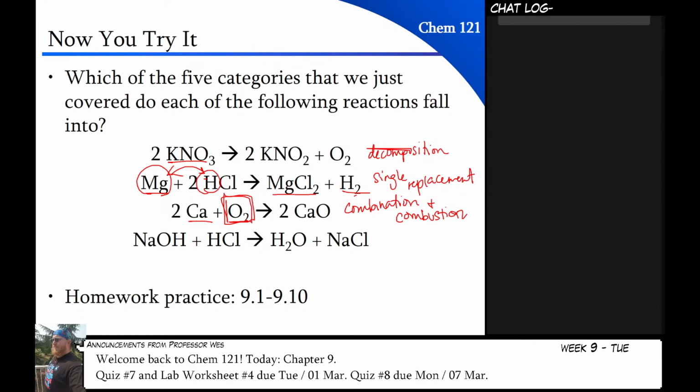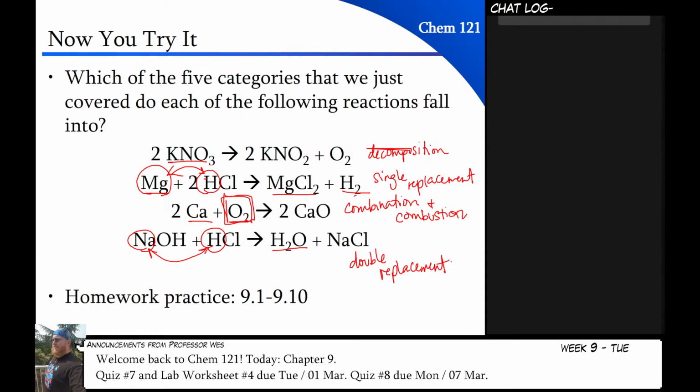And then the last one, the number 2 in mine, is a double replacement. I'm going to swap these two. HOH is the same as H2O, so don't let that confuse you. So this is a double replacement. And there you go. All right, those are the categories. Let me know if you have any questions on those.